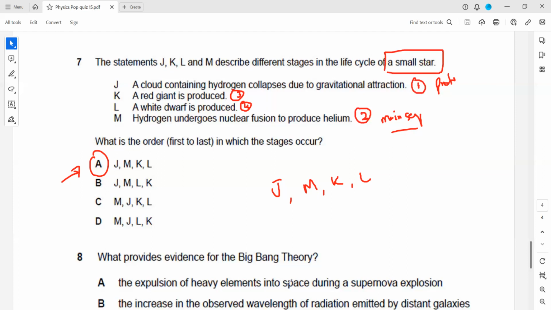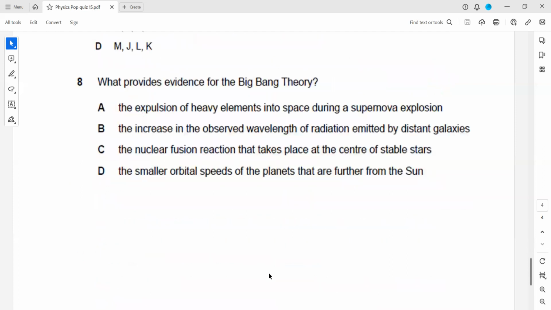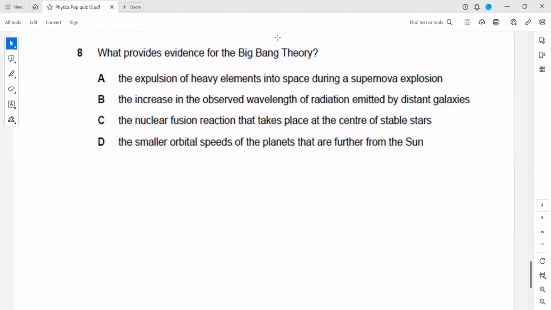Okay, the last question from this quiz was related to the Big Bang. What provides evidence for the Big Bang theory? The expulsion of heavy elements into space during a supernova. That is not related to the Big Bang, that is related to the star cycle.